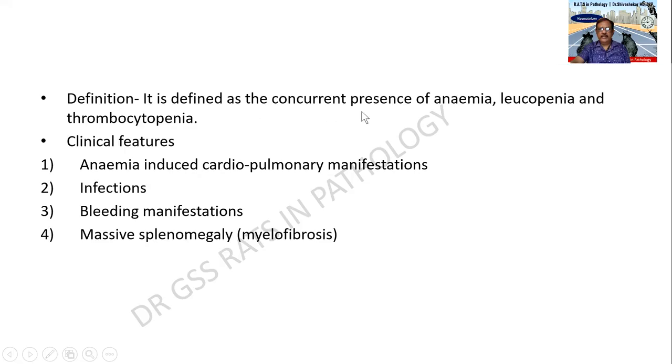It is defined as the concurrent presence of anemia, leukopenia, and thrombocytopenia, due to which the following clinical features are manifested. Anemia mainly results in cardiopulmonary manifestations, infections because of WBCs, bleeding because of platelet decrease. And in some, not all, cases of pancytopenia, there will be a massive splenomegaly, that is myelofibrosis. Please students remember 3 M's for massive splenomegaly. 1 is malaria, 2 is myelofibrosis, 3 is myeloid leukemia, chronic myeloid leukemia.